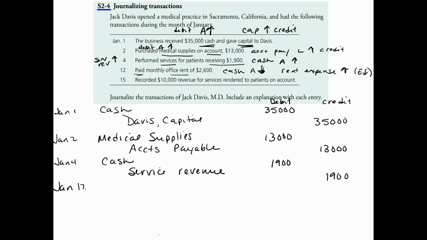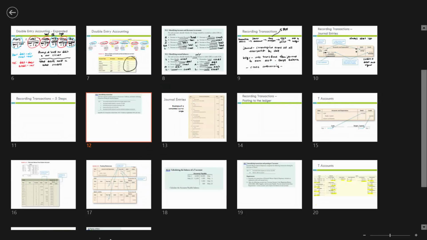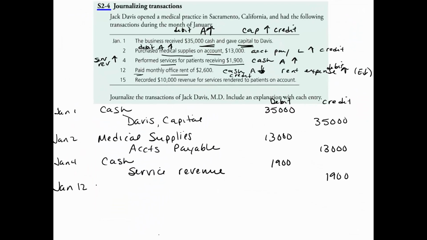So on January 12th, this will be my debit here, and if cash is going down, that will be my credit. So I debit the account called rent expense for $2,600, and then I will credit cash, which will decrease the balance in the cash account. That's what the credit will do, and put in my explanation, and I'm done.